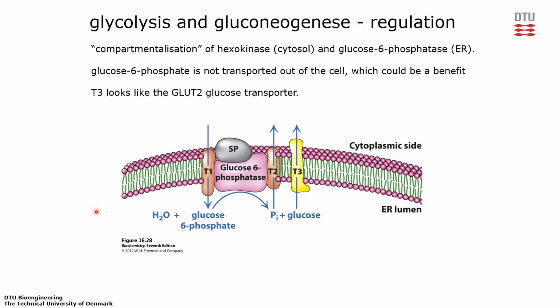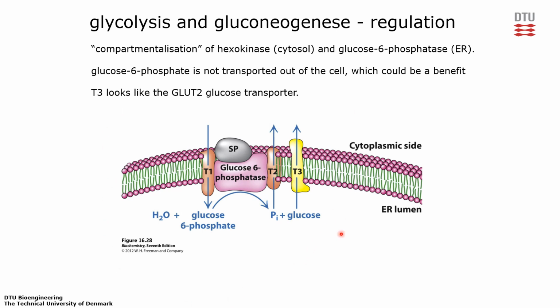The other thing is that if we transport the glucose 6-phosphate into the ER lumen, this is not automatically transported out of the cells. And why is this good? Well, it's good because we want to save the glucose inside the cells and not have it going outside the cells.